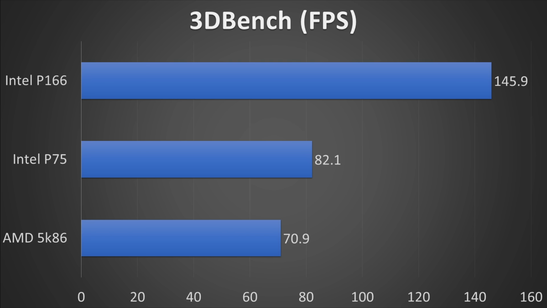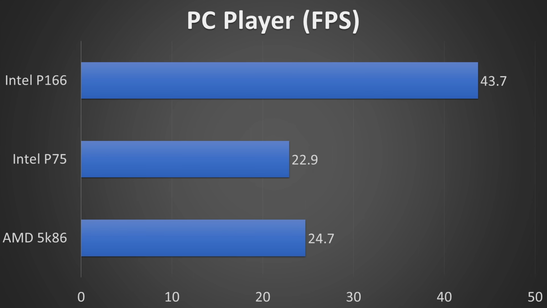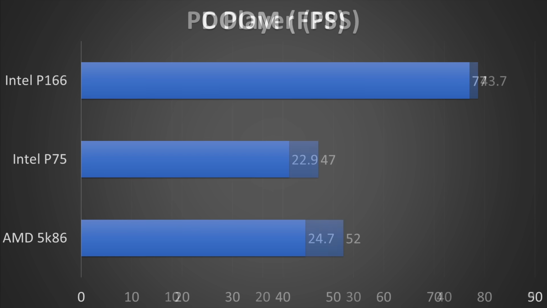So yeah, this is not a good start for the 5K86. But let's continue. PC Player favors the AMD chip compared to the Pentium 75. But still, the Pentium 166 is so far ahead that the newly released AMD chip is no threat to Intel at all. Let's move on to Doom.